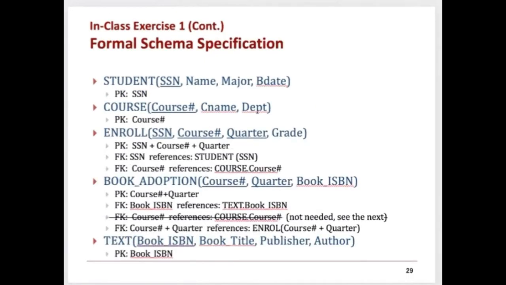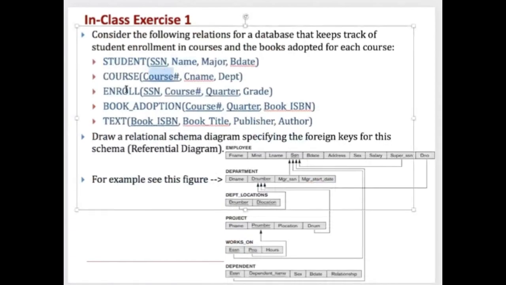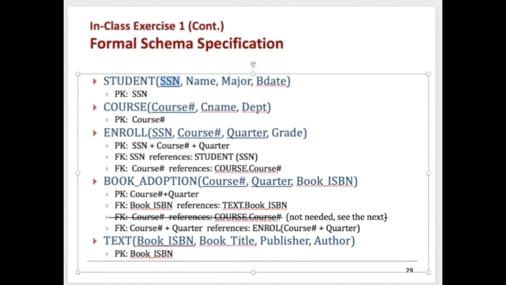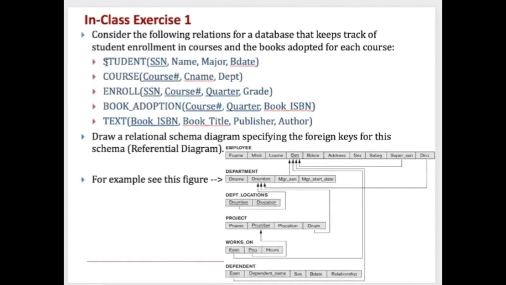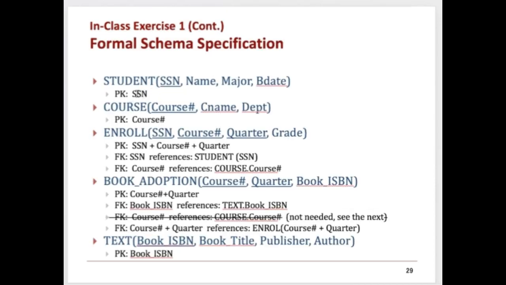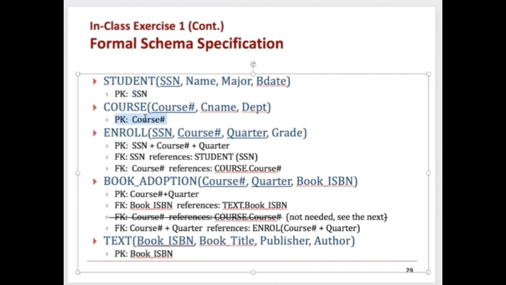First of all, tables are already given to you. This is the table, this is the table, this is the table, table, and table. We need to mention the primary key. We know already it is underlined. Even if it is not underlined, you can select the primary key by yourself. What is the primary key here? Social security number. Course number is the primary key for this table. Thank you, Ahmad Ali. For enrollment, the primary key is social security number plus.